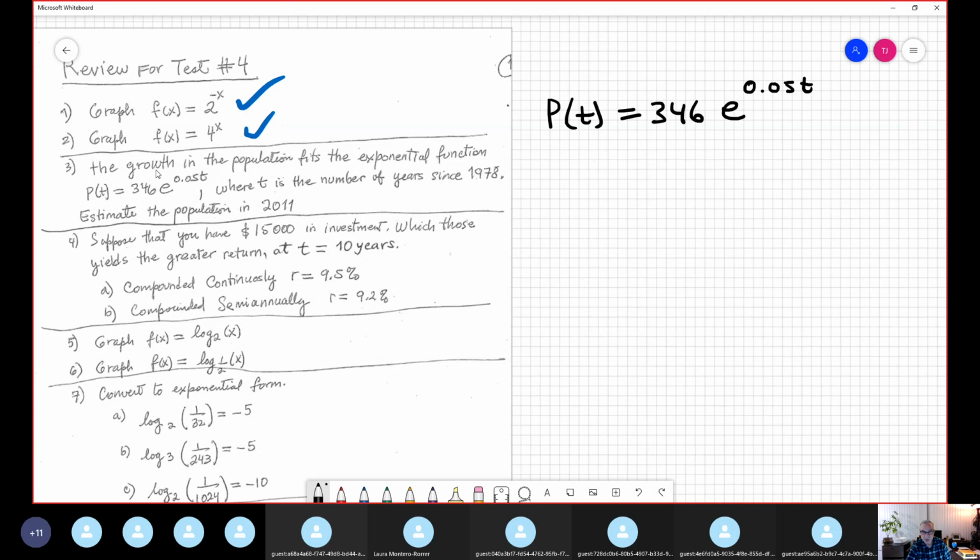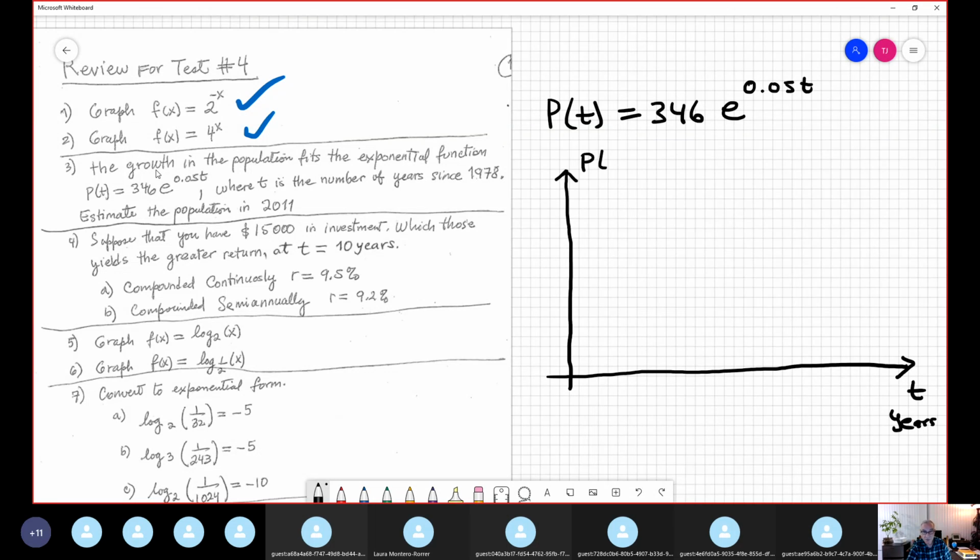Let's do the graphical interpretation. This is the time, suppose it's 10 years, and this is the population. I don't know if it's human beings or rabbits or an insect population. At the beginning, we have 346, and the population increases exponentially. Because when you see that k is positive, it's increasing. If it's negative, it decreases. It's going up.